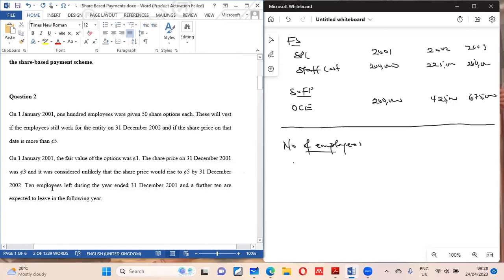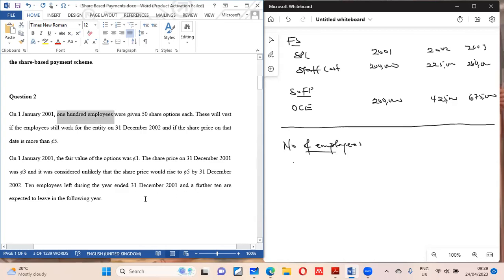So if 10 employees left in 2021, and the entity estimates that 10% will leave, then we will just do 10% of the 100 employees and move on. But this is English. It said 10 left, and the company estimates that a further 10 are expected.